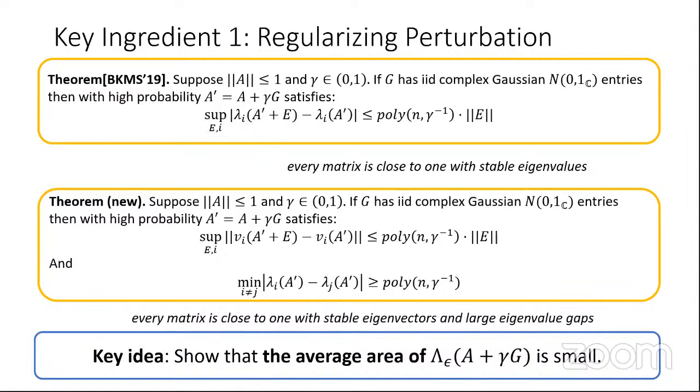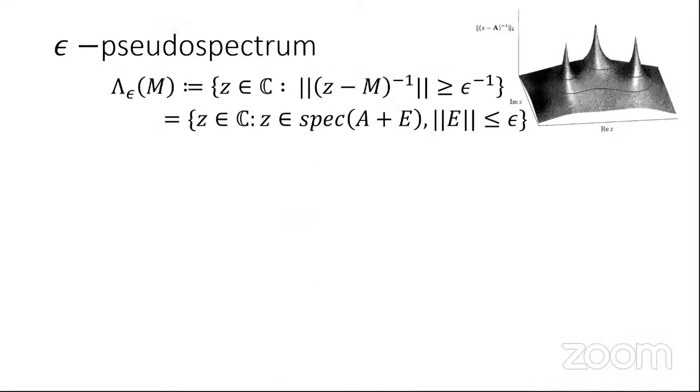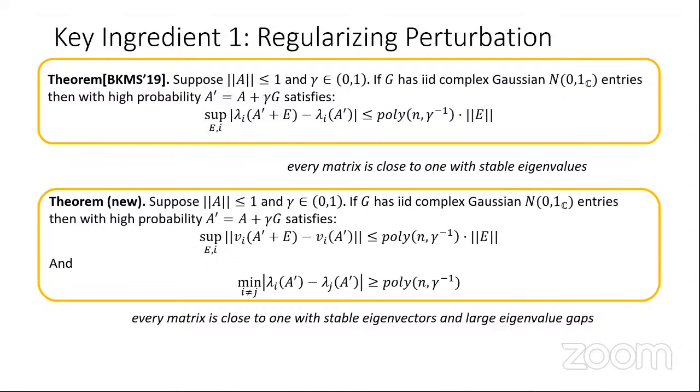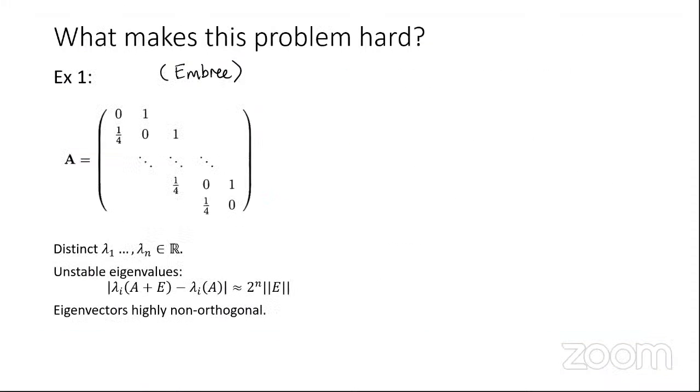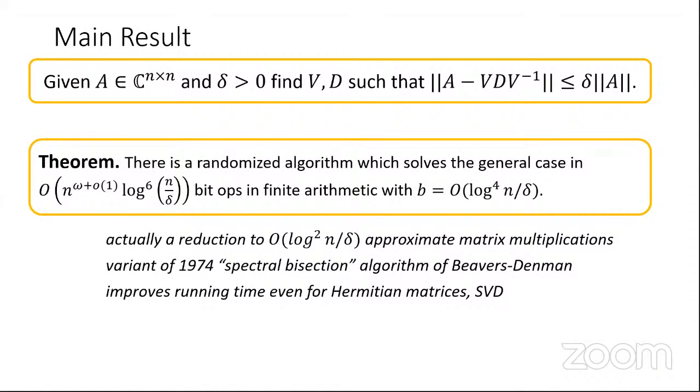Okay, Yuji? Yeah, I hope you can hear me. Hi, Nikhil. Oh, hi, Yuji. Yeah, so I was wondering, when you said in your earlier slides that your algorithm seems to improve the running time even for Hermitian matrices, is that right? Does that mean you are suggesting that you would perturb the matrix, even if it's Hermitian or symmetric, by a Gaussian matrix, which will probably destroy the symmetry?